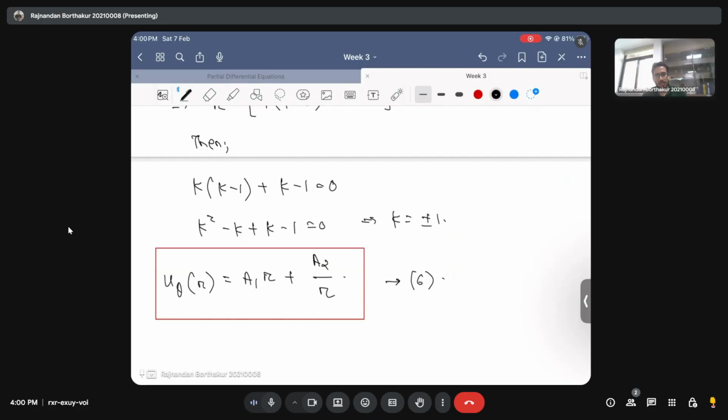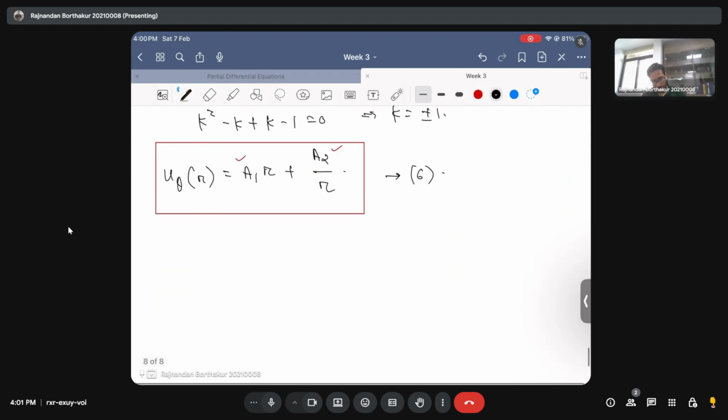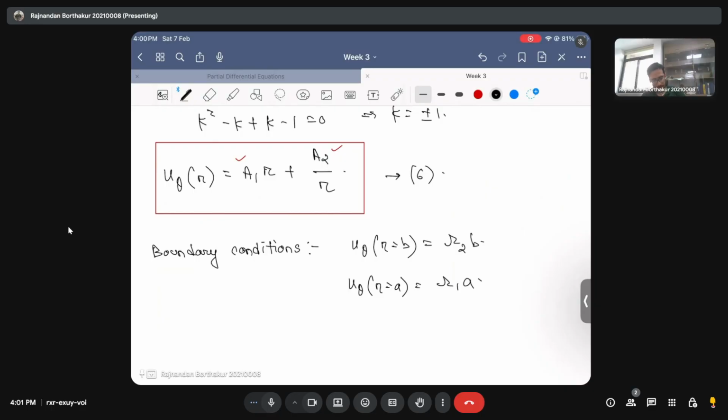All we now need to do is use the boundary conditions at r equal to a and r equal to b to get the unknown constants a1 and a2. If I use the boundary conditions, I know that my u theta at r equal to b is omega 2 times b, and my u theta at r equal to a is omega 1 times a.